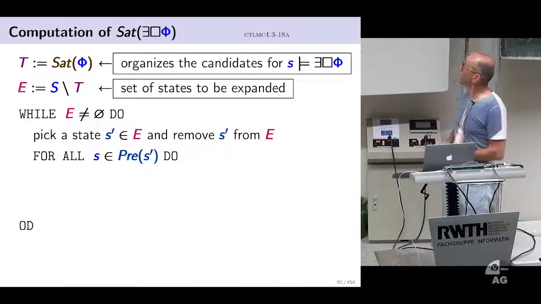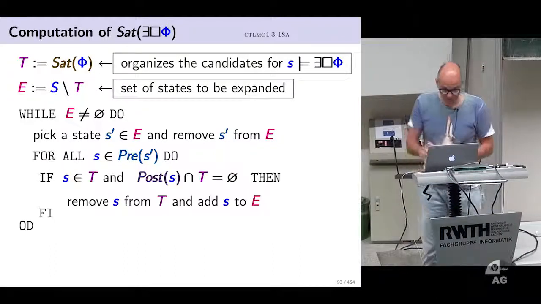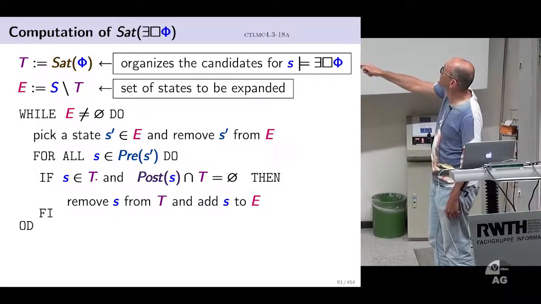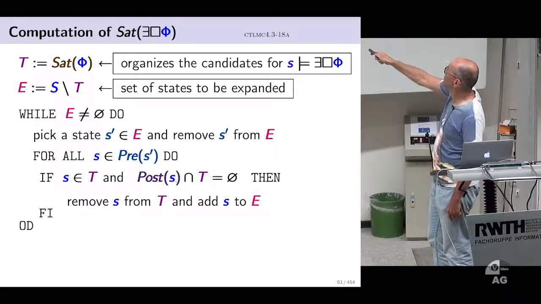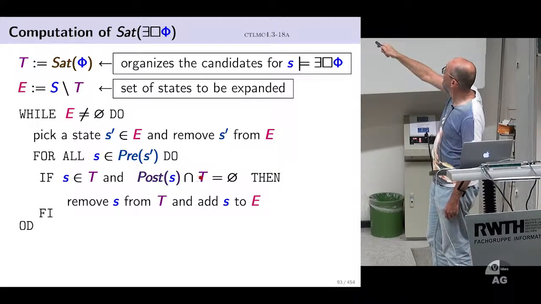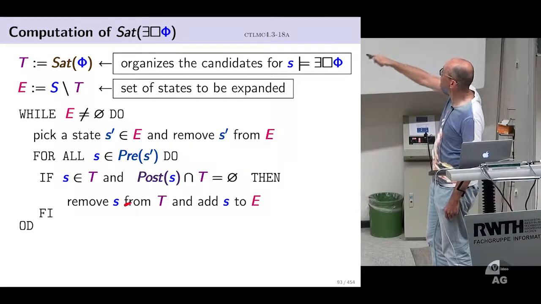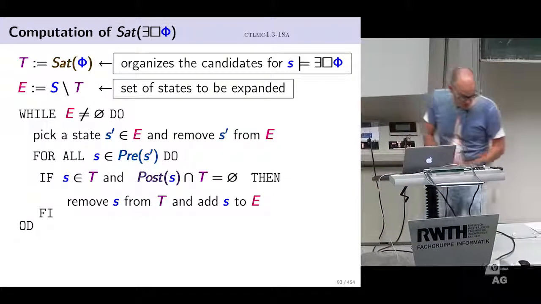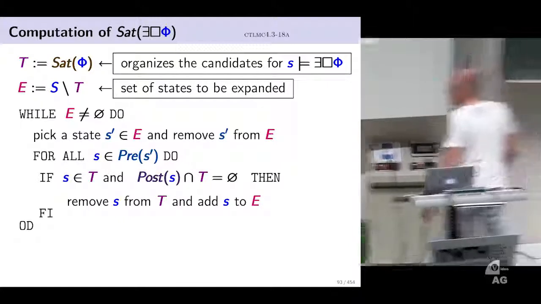Then we're going to look at the predecessors. If it has a predecessor S in T, and this predecessor of S prime has no transition to T, then I'm going to remove this S from T. So this is the situation. I go backwards.